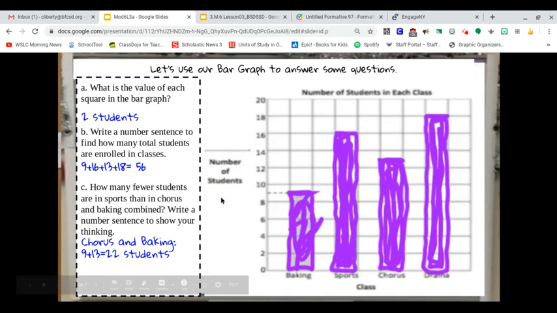How many students are in sports? So sports has 16. So I am going to say 22 minus 16, and that thing better go away because it's blocking my work. Go away. Thank you. 22 minus 16 equals 6 students. So there are 6 more students in baking and chorus combined than in just the sports class.